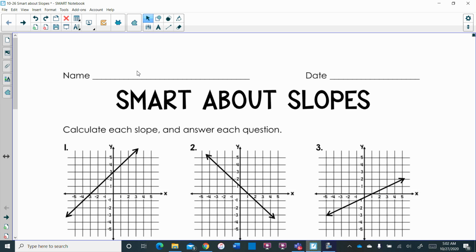Okay, the smart about slopes is due today, so I'm just gonna recap some things that we did yesterday. You might want to use your notes that we did in class, your types of slopes and your calculating slope, the three ways we looked at, which was graph, tables, and points. Let me get that in case you're not too sure what I'm referring to.